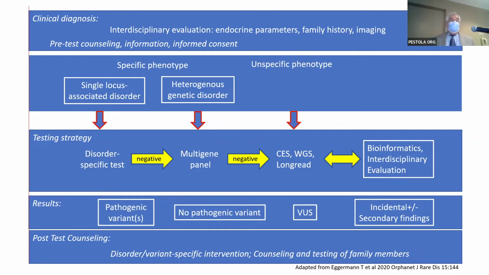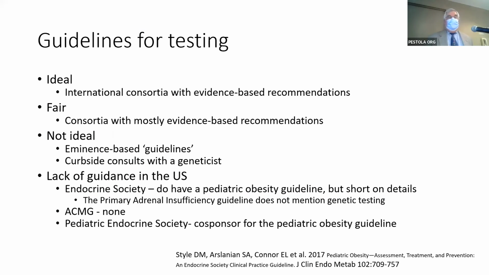So what are you going to get back? You're either going to get back pathogenic variants, no variants, a variant of uncertain significance, or you're going to get something from incidental findings and secondary findings. And that's why you have to do the post-test counseling, potential interventions, and the potential for cascade testing of other family members.